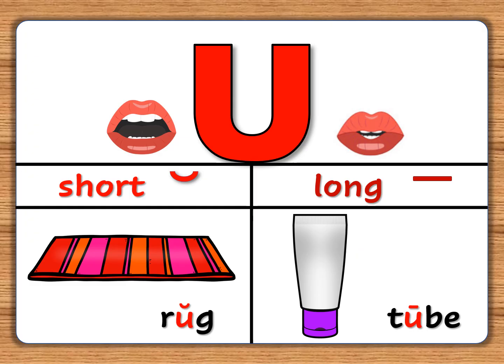I hope you understand the vowels of the alphabet. So we have the vowels making two sounds. We have the short sounds, which would be a, e, i, o, u, and the long sounds, which will be a, e, i, o, u.